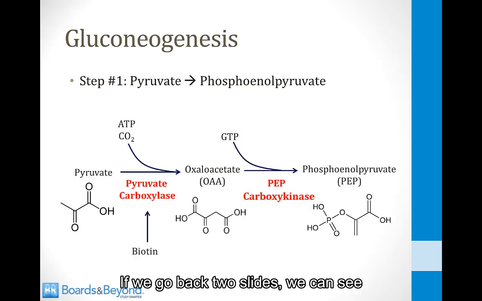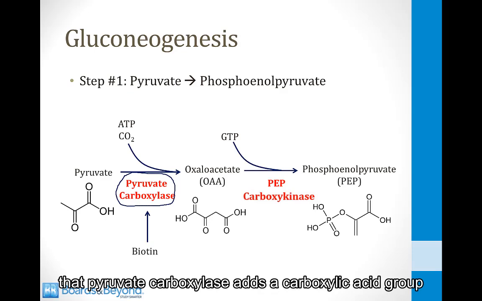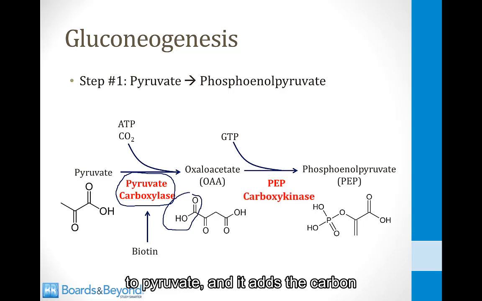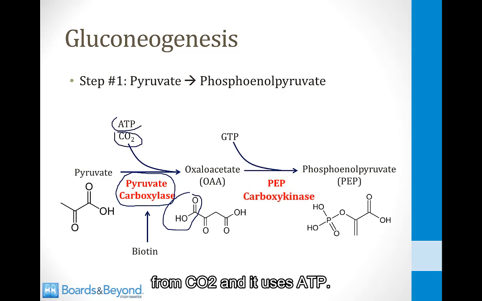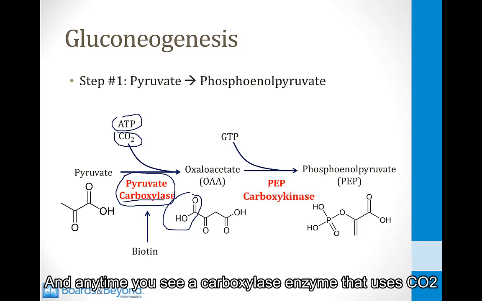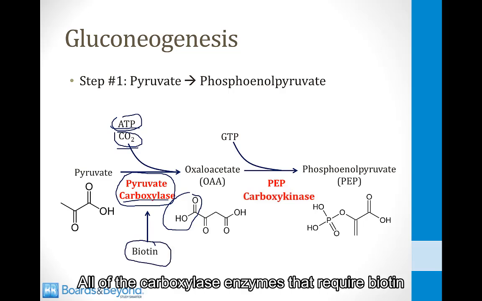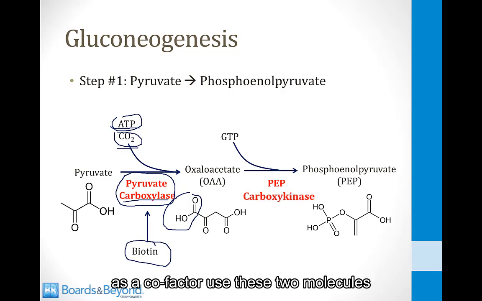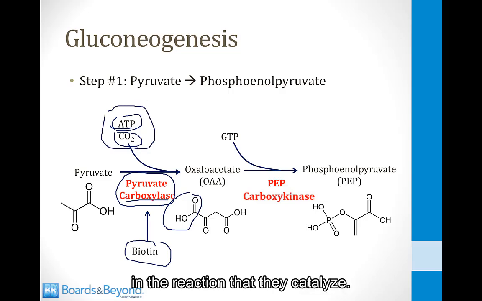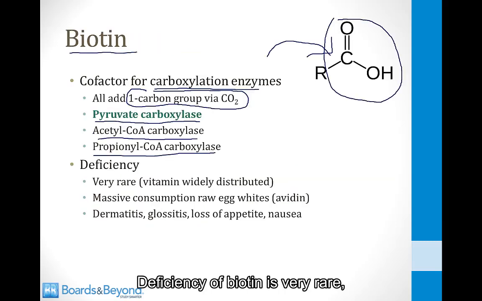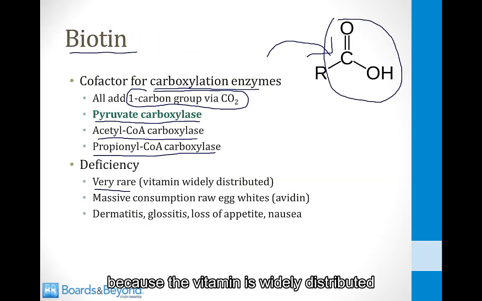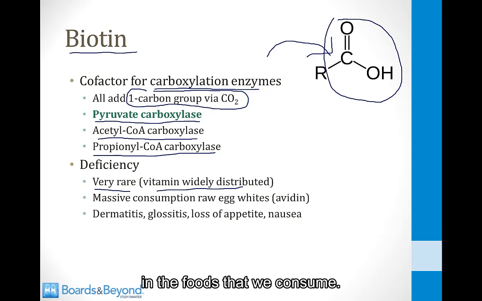If we go back 2 slides, we can see that pyruvate carboxylase adds a carboxylic acid group to pyruvate, and it adds the carbon from CO2, and it uses ATP. And anytime you see a carboxylase enzyme that uses CO2 and ATP, it is going to require biotin for a cofactor. All of the carboxylase enzymes that require biotin as a cofactor use these two molecules in the reaction that they catalyze. Deficiency of biotin is very rare because the vitamin is widely distributed in the foods that we consume.